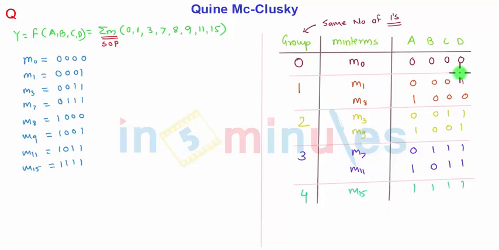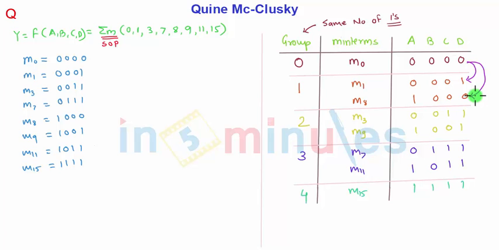If I compare group 0 with group number 1, there will be a difference of only 1 bit. If I compare 1 to 2, again 1 bit difference, 2 to 3, again 1 bit difference. This is how I am going to compare the groups. So I will compare 0 with 1, and I will compare 0 with the second term in 1.